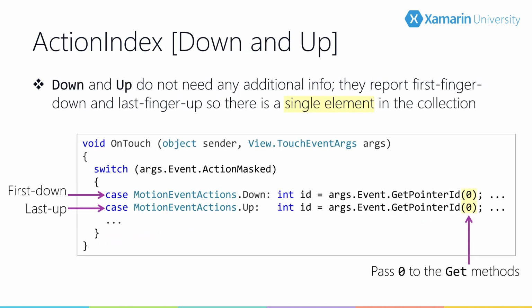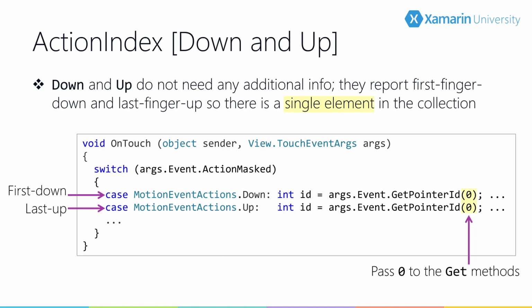The down and the up actions report first finger down and last finger up. When these actions occur, the data for the finger will always be at index 0. To see this, let's start by assuming that there are currently no fingers touching the screen. The behind-the-scenes data structure that holds info about each finger must therefore be empty. Now suppose the first finger touches the screen. A new record is created and added to the data structure. The new record must be at index 0 because it's the only one there.